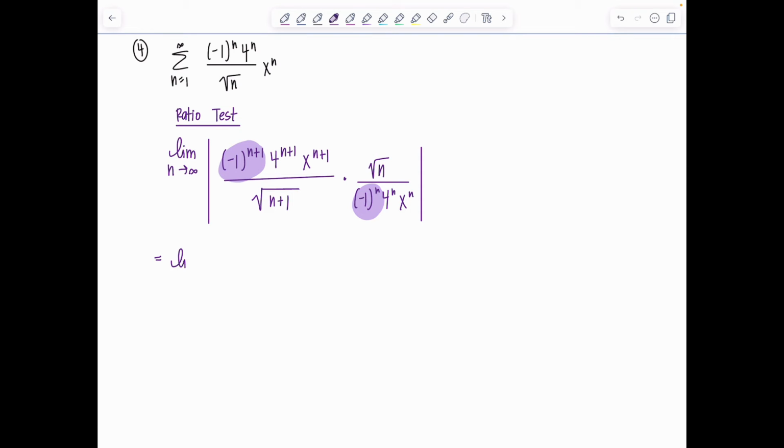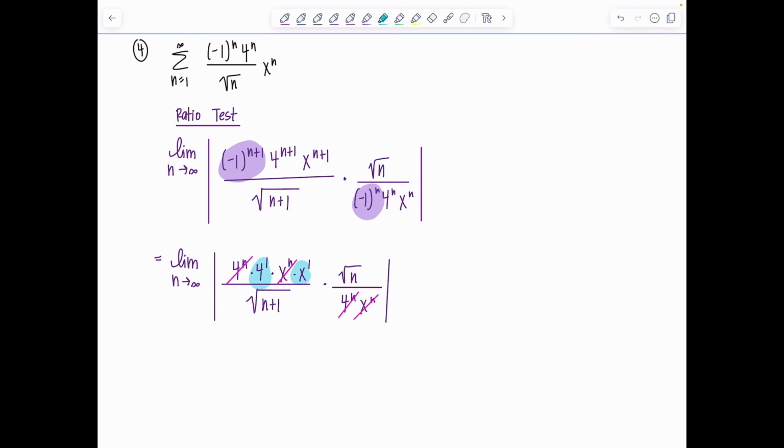So we have now limit, n goes to infinity, absolute value, 4 to the n times 4 to the first times x to the n, x to the first, over rad n plus 1 times rad n over 4 to the n, x to the n. I told my class yesterday I want theme music anytime there's a cancel party. So anyways, here we go. Imagine some theme music. 4 to the n cancels, x to the n cancels, and that's it, huh? Our cancel party has come to an end.